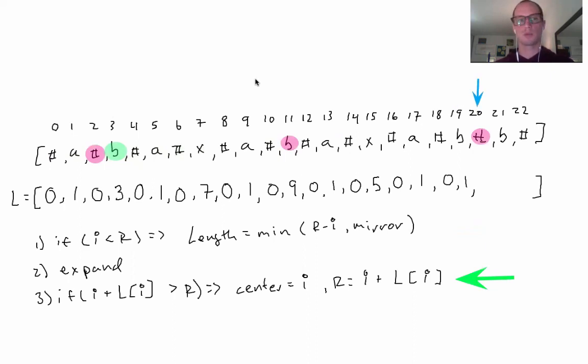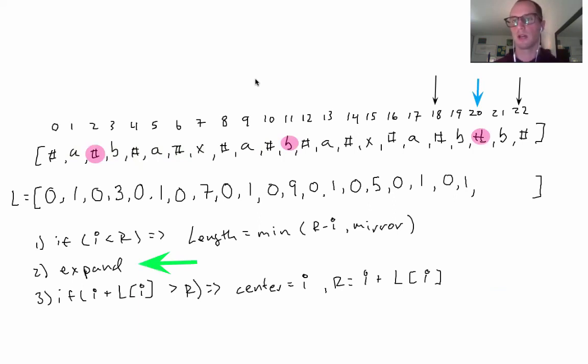We'll increment to index 20, and it does not lie within the right boundary. So we will try to expand from index 20. We'll see we can expand once and twice. And this is the first case where we've seen a center of a palindrome that lies between 2 characters, which is on a hash mark.